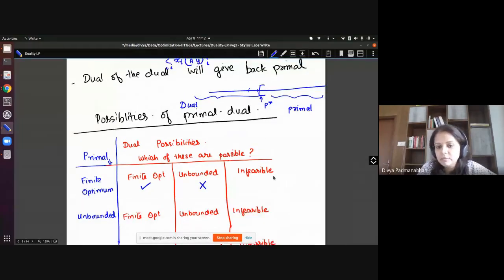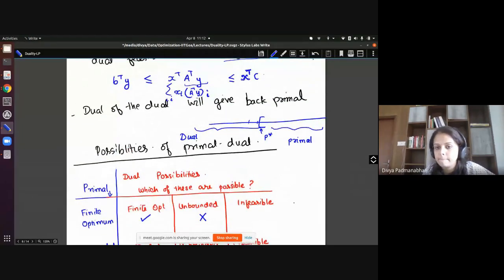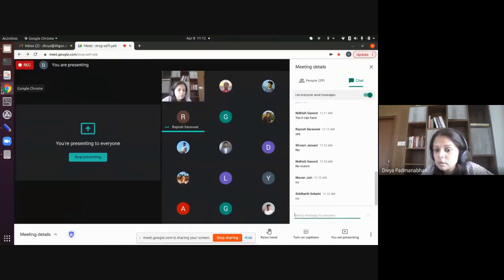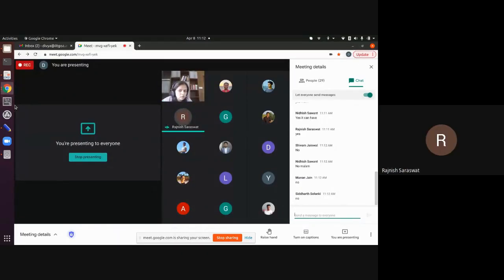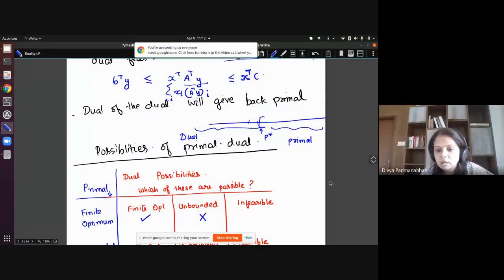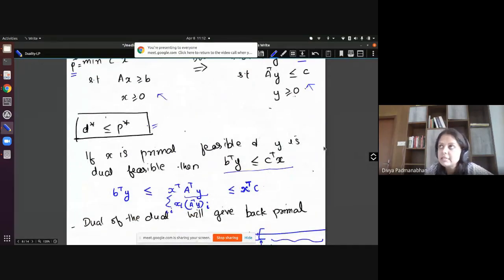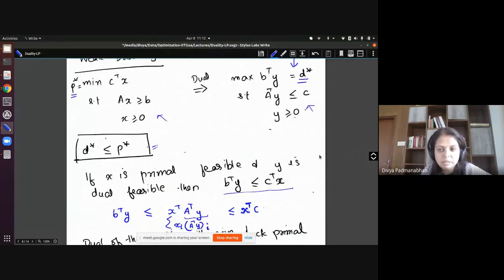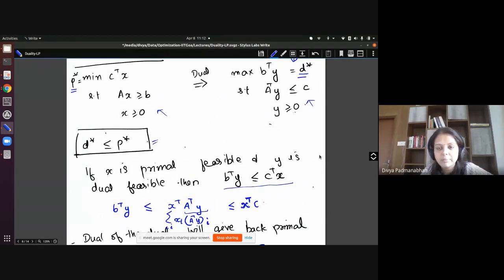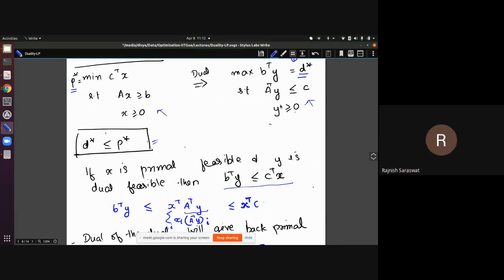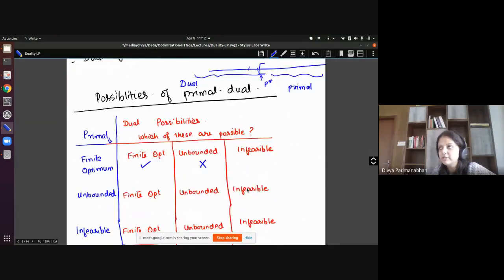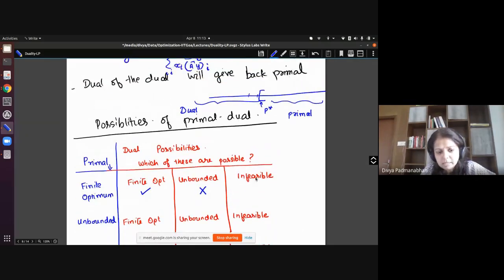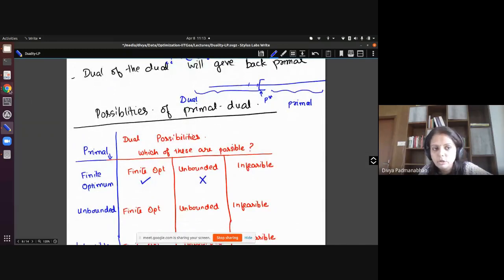Now, can the dual be infeasible? Again, in this case, the primal is optimum. If the dual is negative infinity, it means that there is no feasible point for the dual, because you're trying to maximize an objective. When you say unbounded for a maximization problem, it means it goes to infinity. So can the dual be infeasible?